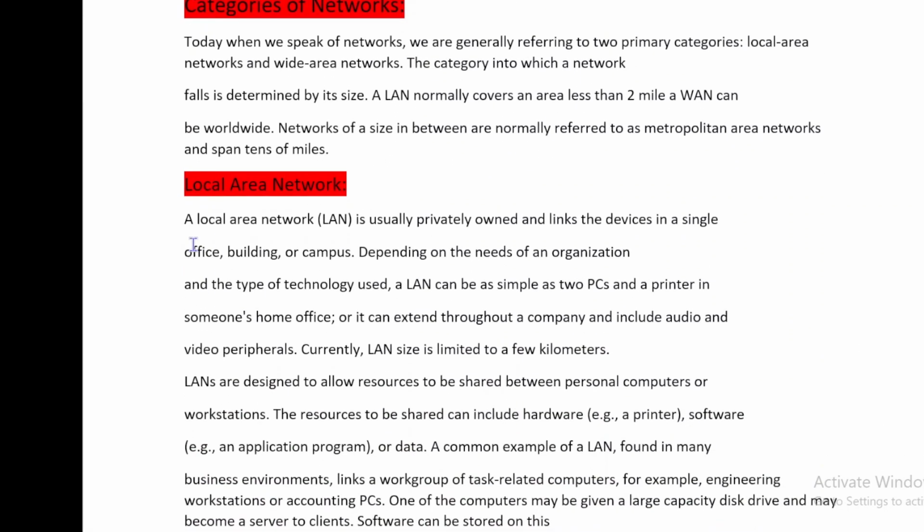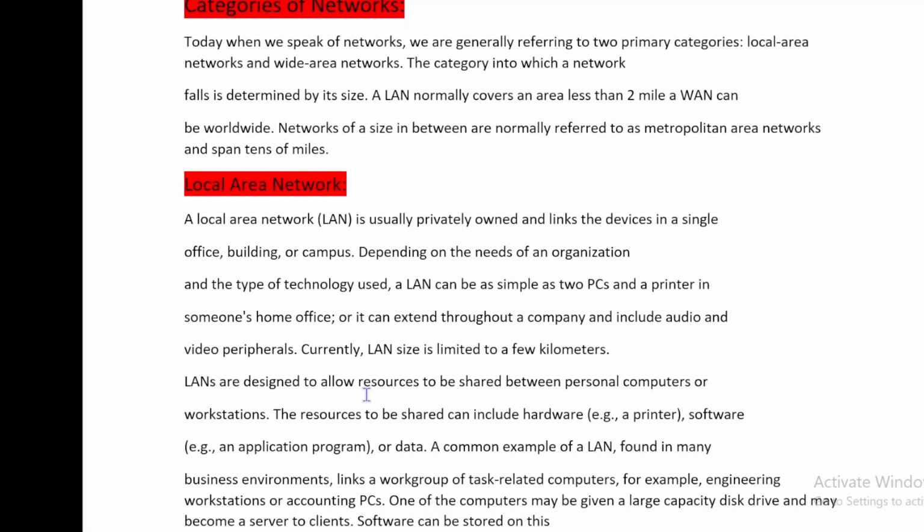Local area network. A local area network, LAN, is usually privately owned and links the devices in a single office, building, or campus, depending on the needs of an organization and the type of technology used. A LAN can be as simple as 2 PCs and a printer in someone's home office, or it can extend throughout a company and include audio and video peripherals. Currently, LAN size is limited to a few kilometers.